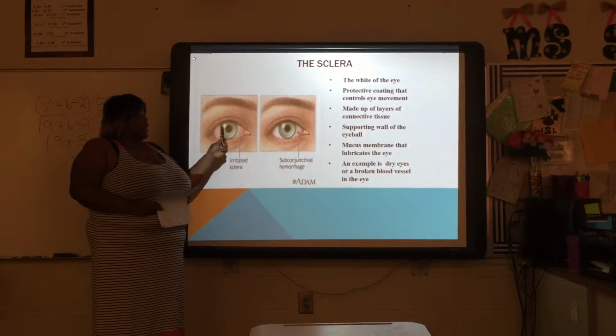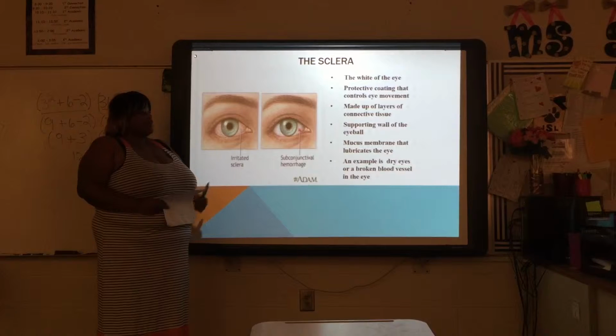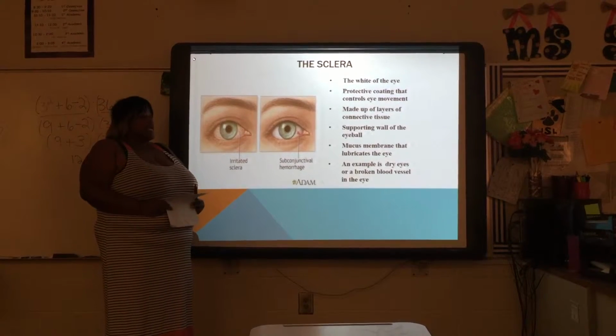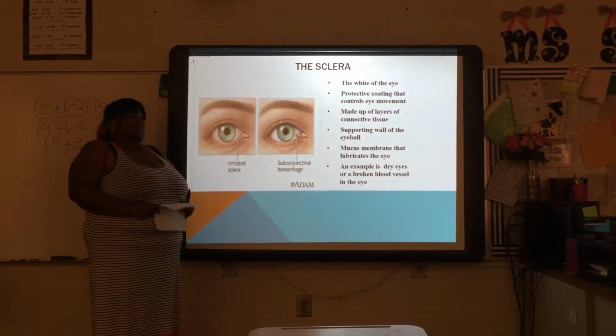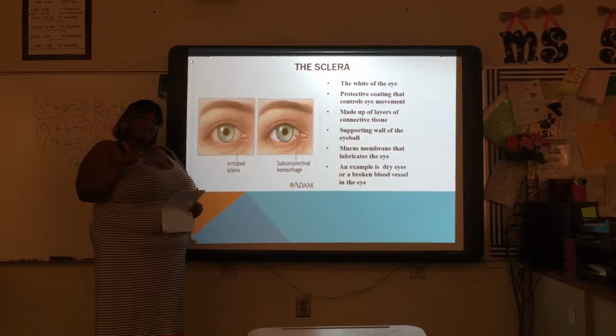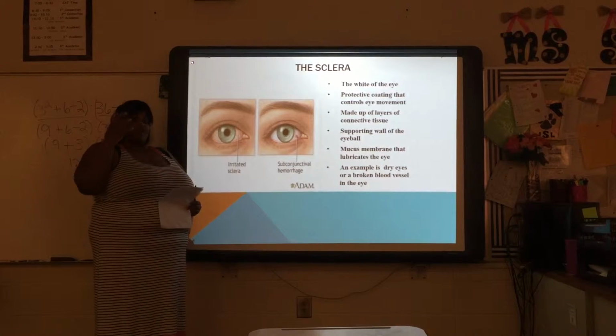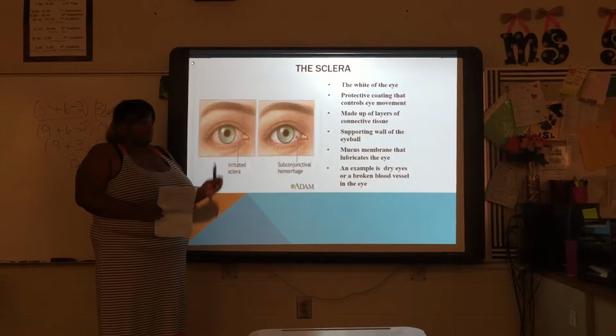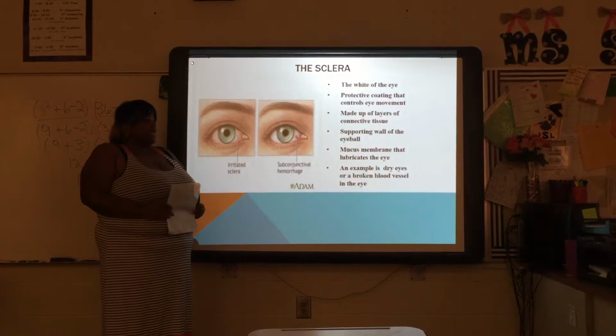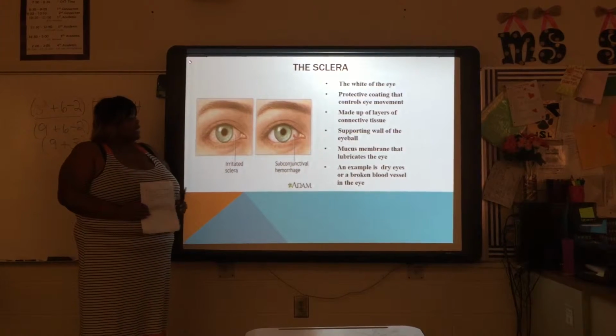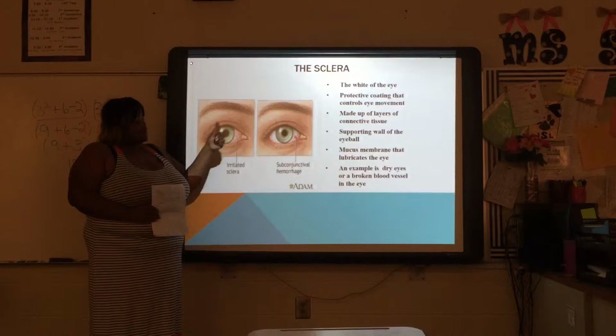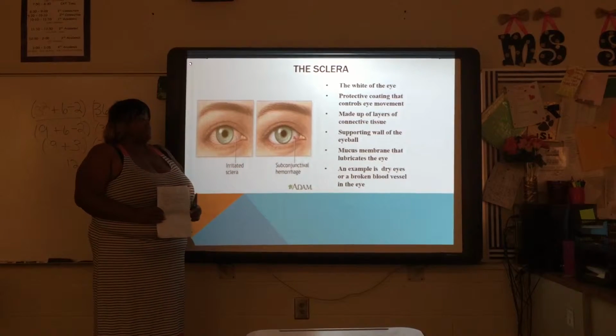So in order to have your eyeball seen, you have to see the white part in the eye, which is your sclera. It has a mucous membrane that lubricates the eye. So if someone was to poke you in your eye, they're actually hitting that sclera, and that's why it causes it to water up like that, because that's from that mucous membrane. And the example that I have up here is of dry eyes in the first one, and the second one is a broken blood vessel.